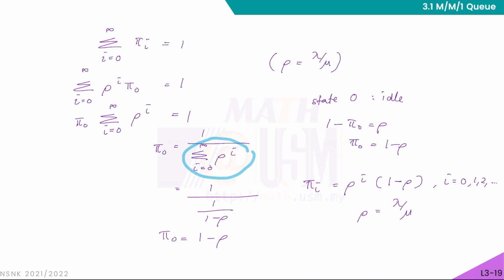Next we're going to look into the measures of effectiveness, where we find the values of LS, LQ, WS, and also WQ. First up is LS. What is LS? It is the average number of customers in the system. So LS equals the summation of I equals 0 until infinity of I times pi I. Substituting pi I, you should get I times rho to the power of I times pi naught.